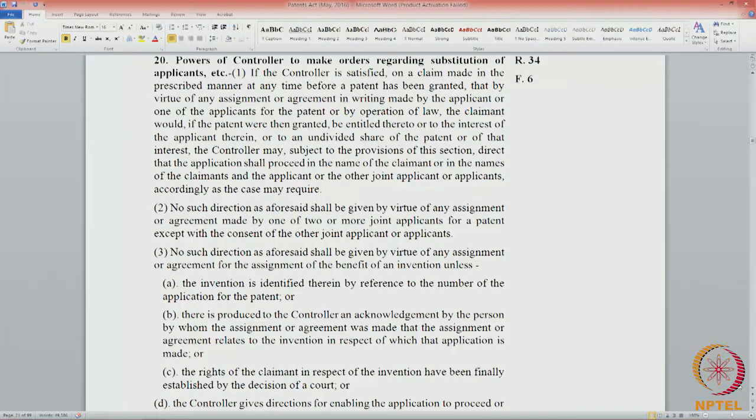interest. The controller may, subject to the provisions of the section, direct the application to proceed in the name of the claimant or the names of the claimant and the applicant or the other joint applicants accordingly as the case may require. There are three instances where, so we understand in this section we try to understand who the claimant is. There is a claimant here. Claimant is not the present applicant.